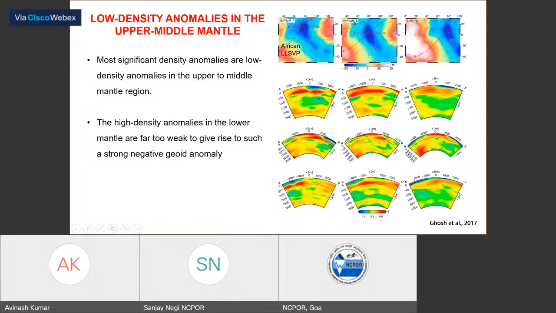This is the shear wave tomography inversion result, and these are the geoid variations which were produced after inverting the GyPSuM S model, and another model was also undertaken. So these three models quite well explain the long wavelength geoid anomalies in the Indian Ocean. So this is how these two different schools of thought explain the geoid anomaly in this region.